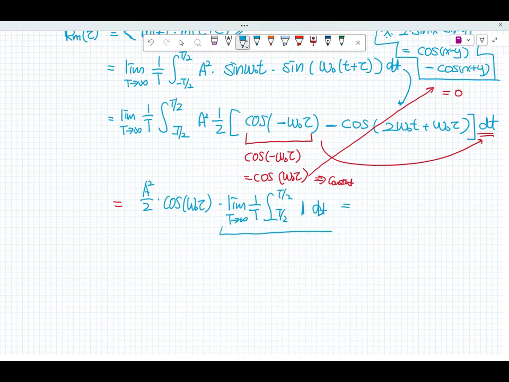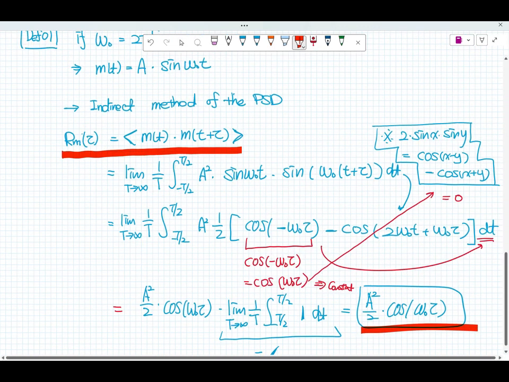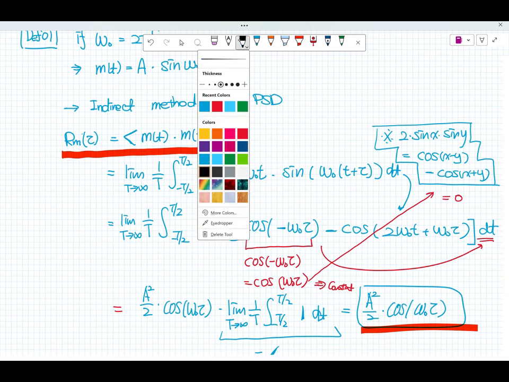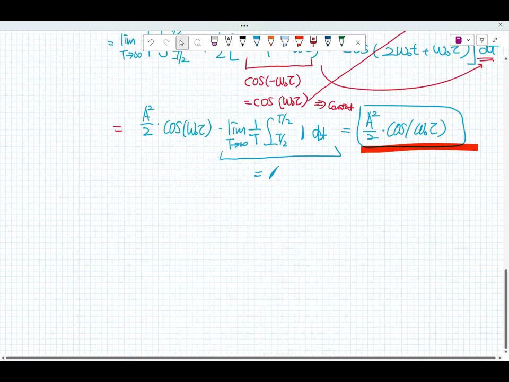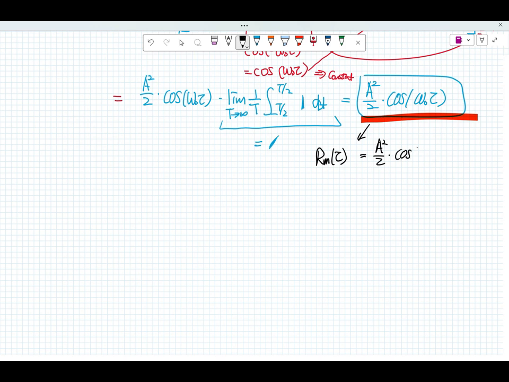That integral is 1. So finally, A squared over 2 cosine omega sub 0 tau. That is the autocorrelation for the input value. So R sub m of tau is A squared over 2 cosine omega sub 0 tau. We can also write that as A squared over 2, times 1 over 2, e to the j omega sub 0 tau plus e to the minus j omega sub 0 tau.